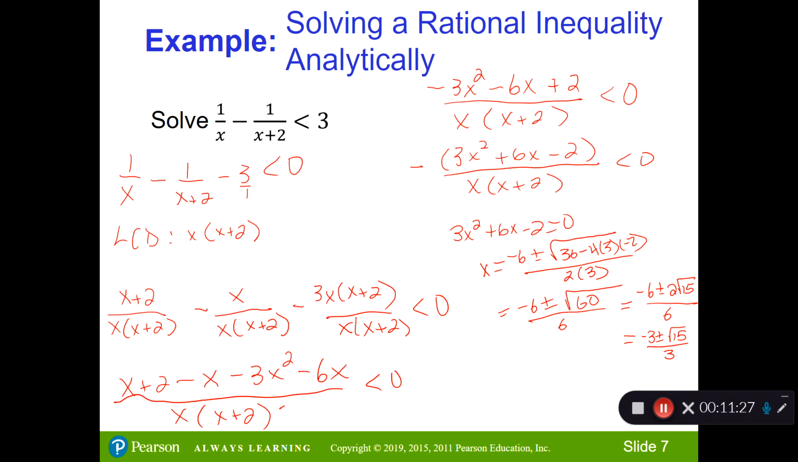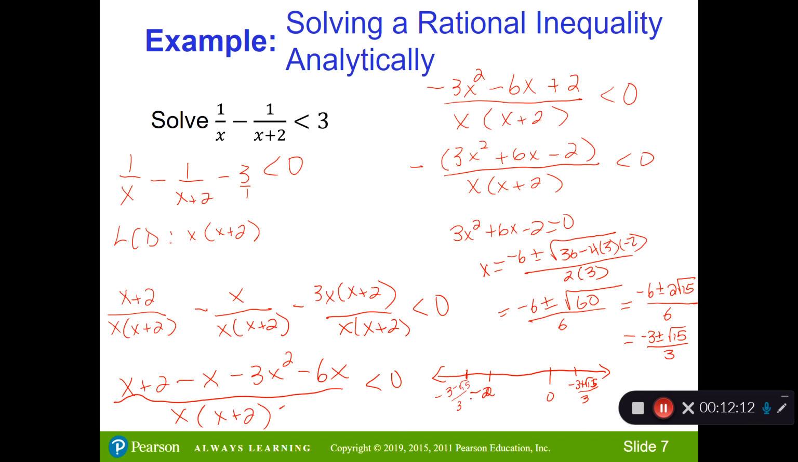Okay, remember we also need the zeros of the denominator, which are 0 and negative 2. Okay, so negative 2, and then 0. And we need an approximation for this value. Negative 3 plus root 15, that's almost root 16, which is 4. So negative 3 plus 4 would be 1/3. 1/3 would be around over here. So negative 3 plus root 15 over 3. And then negative 3 minus 4 would be negative 7 over 3. Negative 7 over 3 is a little more than negative 2, so it would be right over here. So negative 3 minus root 15 over 3.